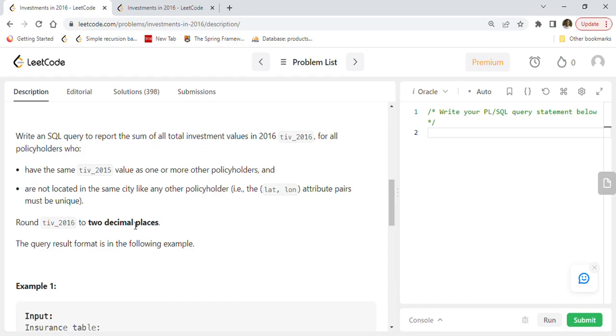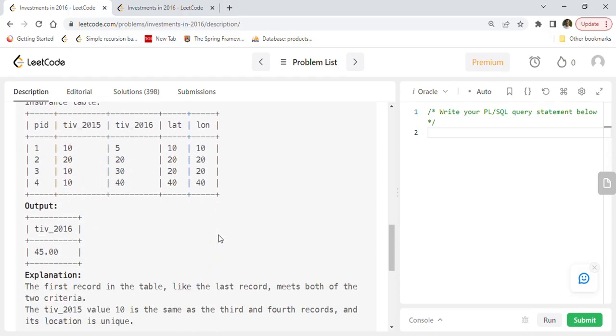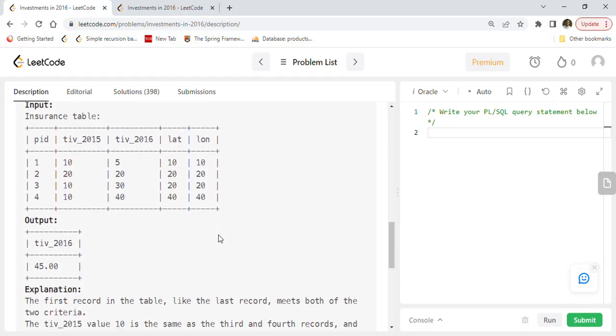So there are two things we have to consider when we find the total TIV_2016 value. One is that the policyholders have the same TIV_2015 value as one or more other policyholders, and their location should be unique. That latitude, longitude pair should be unique. So let's take a look at this example.